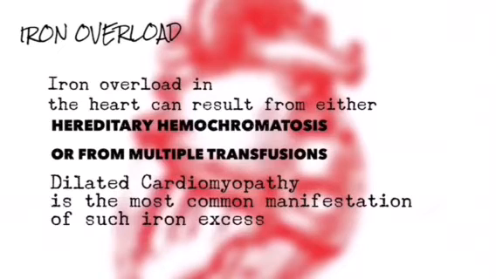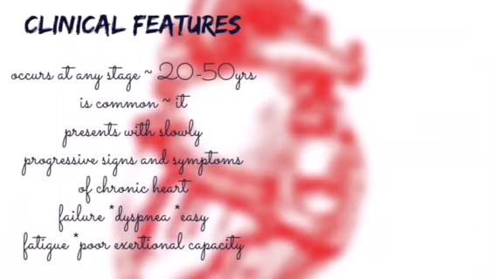Okay, next is iron overload. Iron overload in the heart can result from either hereditary hemochromatosis or from multiple transfusions. When your blood is transfused again and again, you can get iron overload. And in hereditary hemochromatosis, which is a condition where the body absorbs more iron, because of these conditions iron overload can be a cause, and because of iron overload we can get dilated cardiomyopathy.